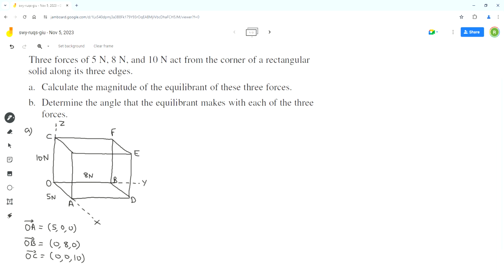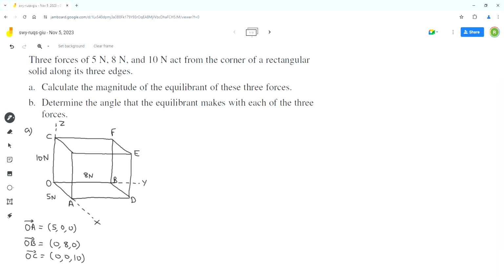Now we have to find the magnitude of the equilibrant of these three forces, and we know the equilibrant vector is equal in magnitude to the resultant of forces or any other vector and is in the opposite direction. So in order to find the magnitude of the equilibrant, we should find the magnitude of the resultant. This is a very important concept you need to understand and memorize.